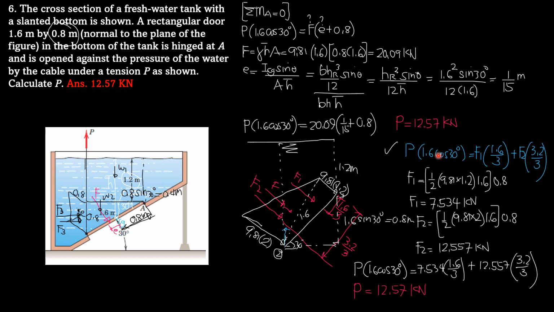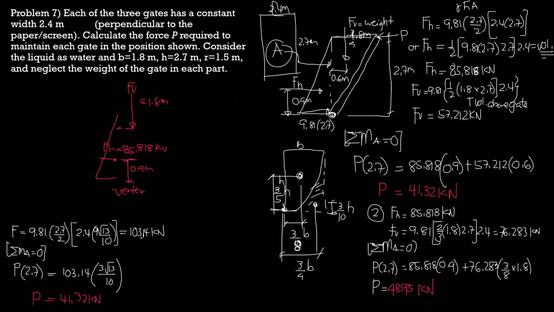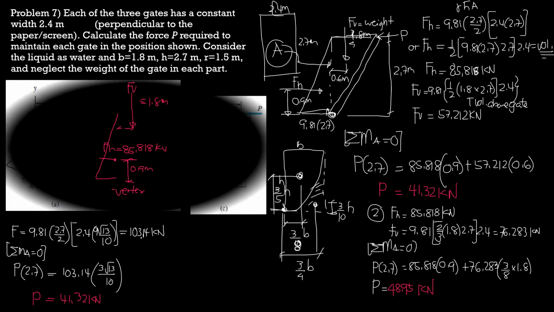Then substitute into this equation, P times 1.6 cosine 30 equals 7.534 times 1.6 over 3 plus 12.557 times 3.2 over 3, and we'll get the same answer as that. So that's it for problem 6. We proceed to the next problem.